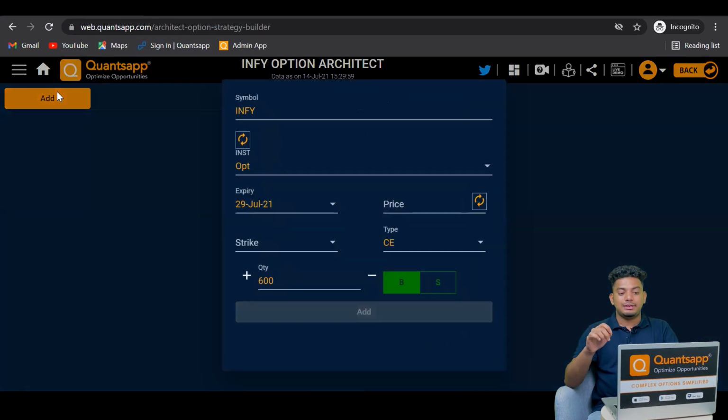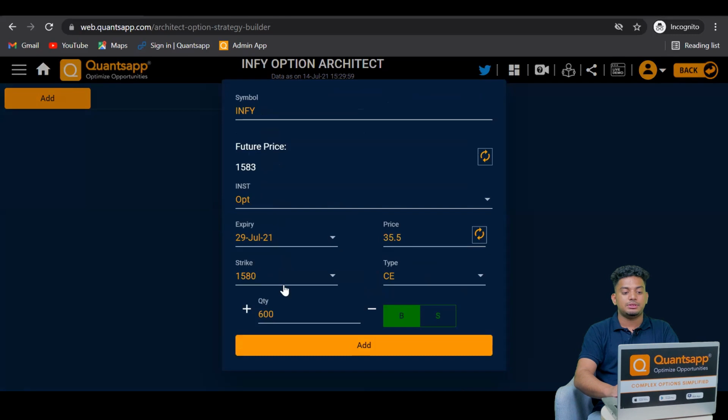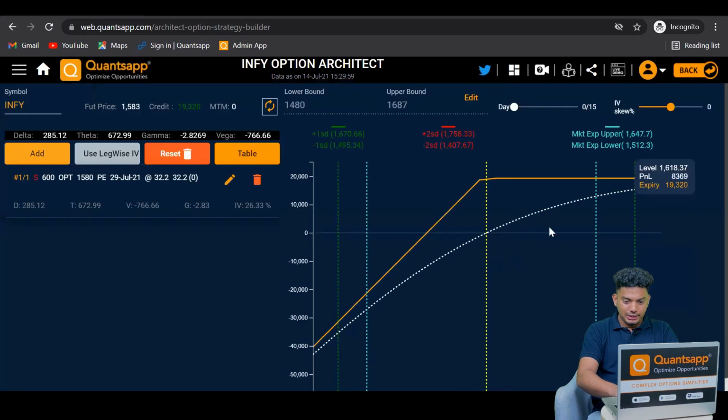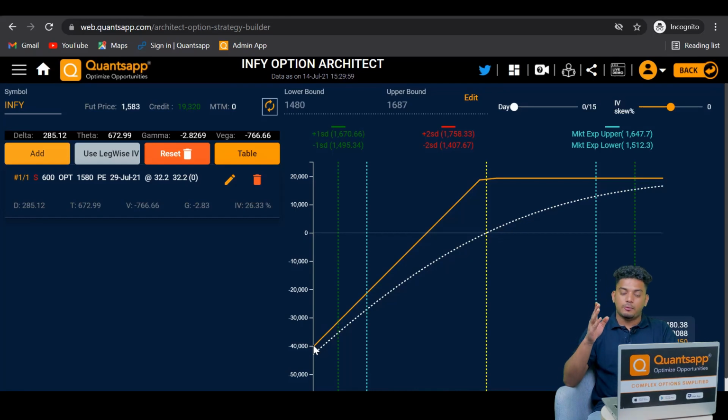Now let's try to understand the other example on the selling side, which is an unlimited risk scenario. Now let's say we are expecting Infosys to be bullish again. So what we did is we sold a 1580 put option, wherein in this scenario, if the underlying goes in my favor, I am going to make a profit. But if the underlying goes against my view, which is if the underlying goes bearish, I will start to make a loss.